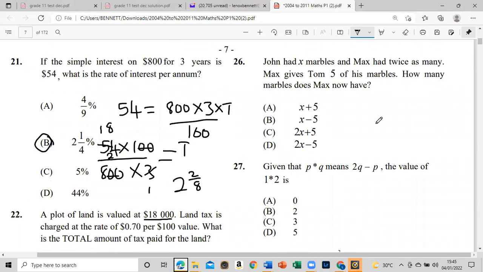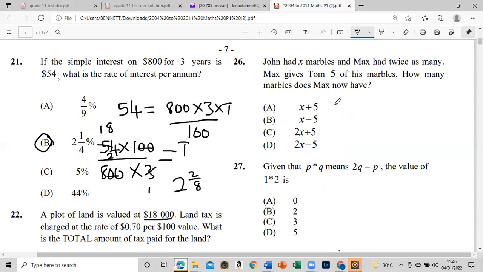John had x marbles and Max had twice as many marbles. Twice as many. Max gives Tom 5 of his marbles. How many marbles did Max have? I'm going to read that again. John had x marbles and Max had twice. Okay, so Max had twice.